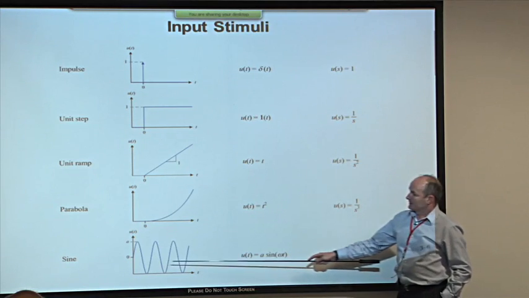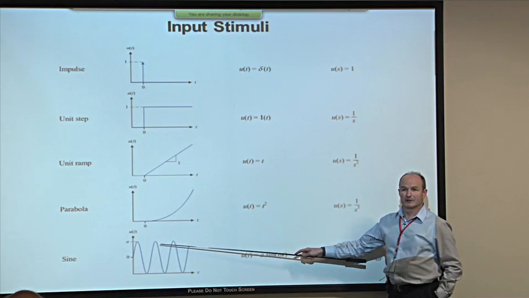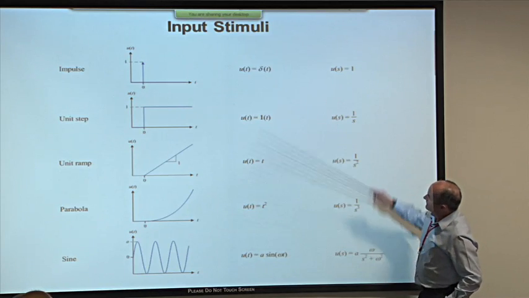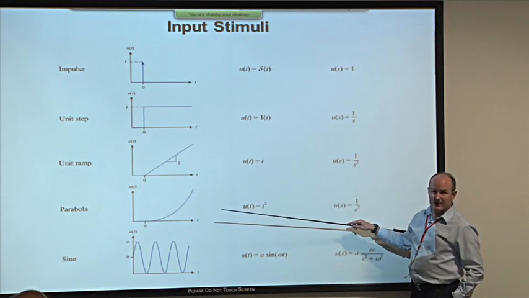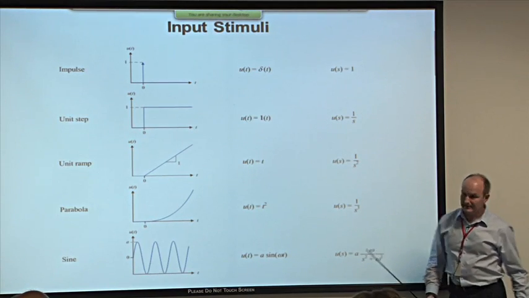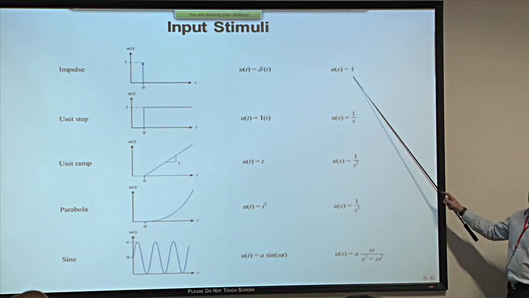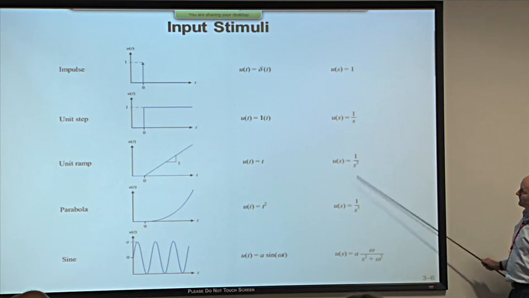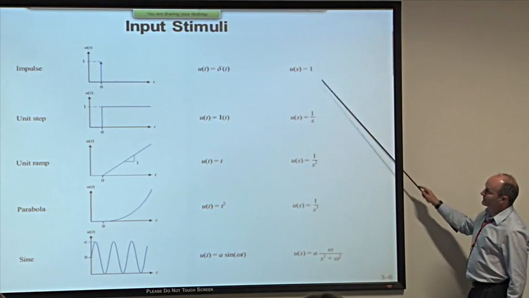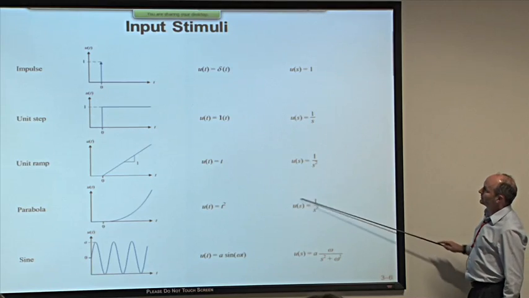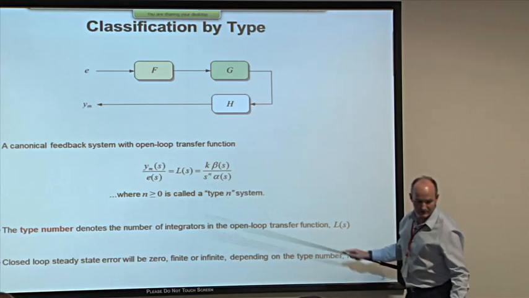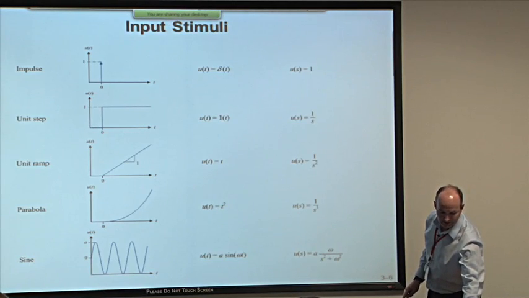Or if we were conducting a frequency analysis, we might subject the thing to a sine wave of fixed amplitude and vary the frequency. Now, the first 4 of these have a Laplace transform which is 1 over s to the power of something. See, the impulse response is 1 over s to the power of 0, 1 over s to the power of 1, power of 2, power of 3. So whether you get a finite, infinite, or 0 steady state error depends on which of these input stimuli you're applying, and depends on the type number, the number of integrators in the loop. This is how steady state is classified.